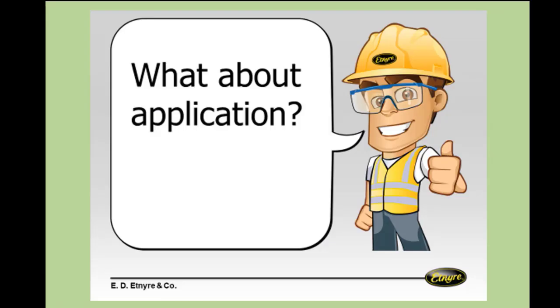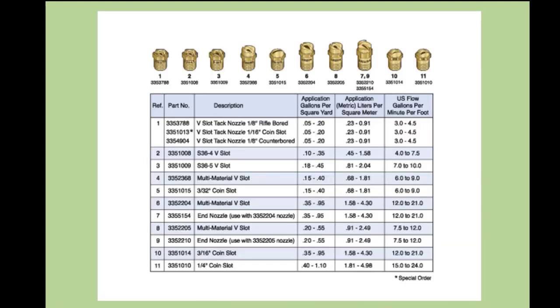So what about application? We offer different nozzle sizes. The nozzle sizes range from V-tack slot nozzles, with rifle board or coin slot nozzles, and counterboard nozzles for tack. The application rate listed in there is gallons per square yard. And I don't use gallons per square yard. I use gallons per minute per foot. If you use that based on how many feet you're using, you'll come out with the correct nozzle you need.